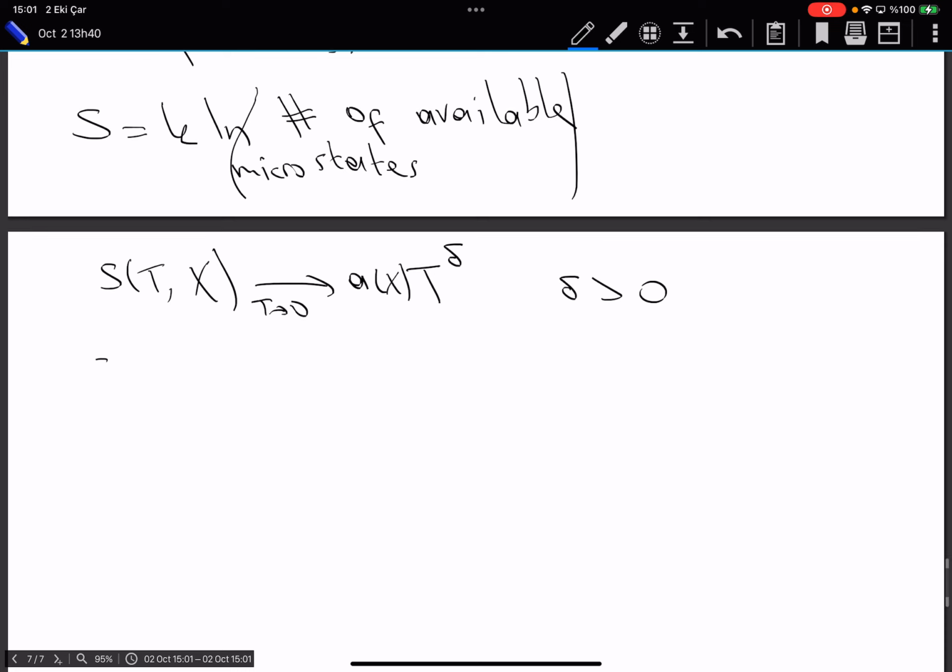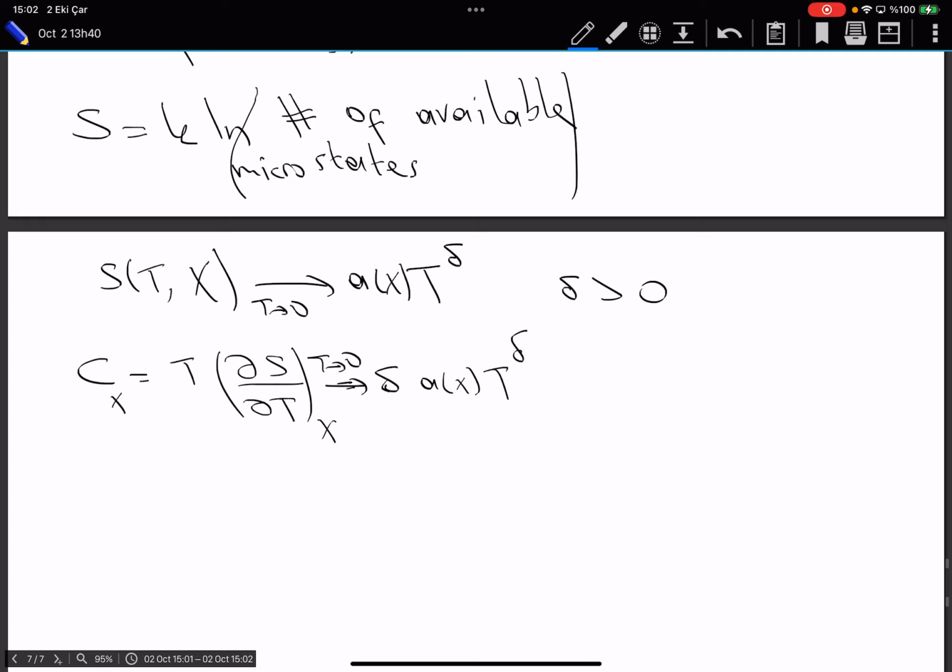Let's look at specific heats. Well, the specific heat, we defined it as T times del S over del T, keeping the other variables X constant. Well, this will be delta times A of X times T to the delta as T goes to 0. This also goes to 0. So the third law basically tells us that any specific heat also goes to 0.